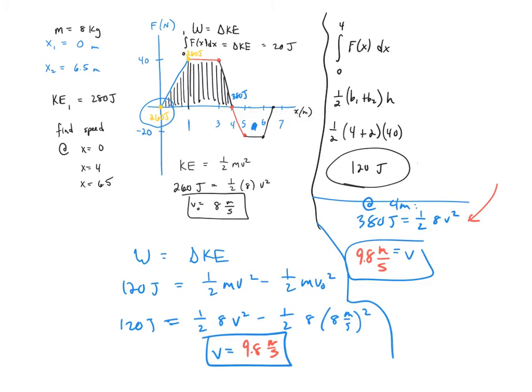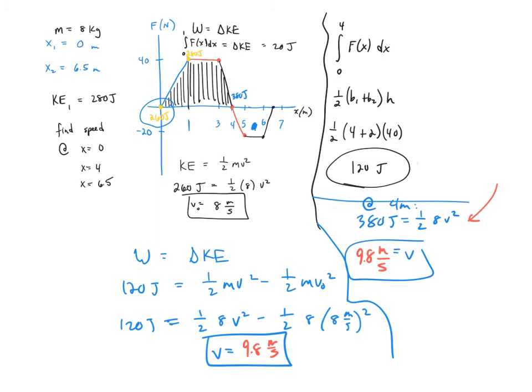The last part of the problem asks us to find the velocity at 6.5. Actually, it says speed, right? Yes, it says speed. But at 6.5, what am I going to have to do for this last portion? What are you thinking, Max? Calculate the area of that trapezoid and then subtract it from 380.